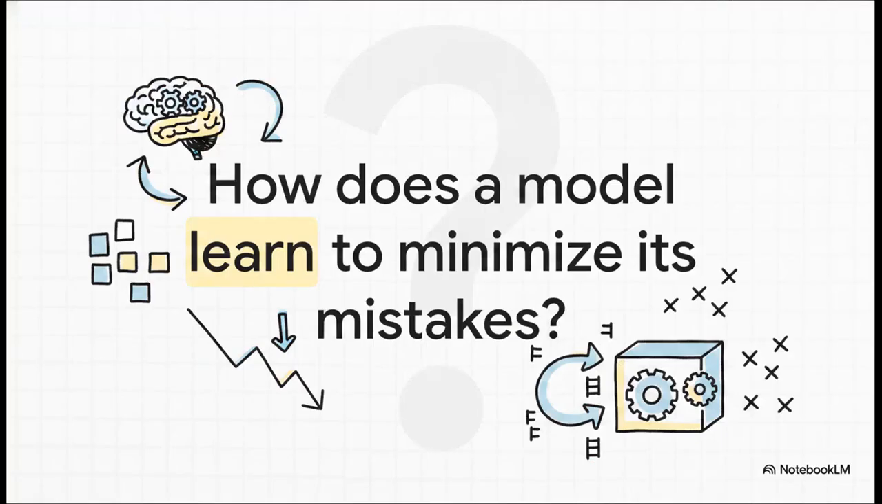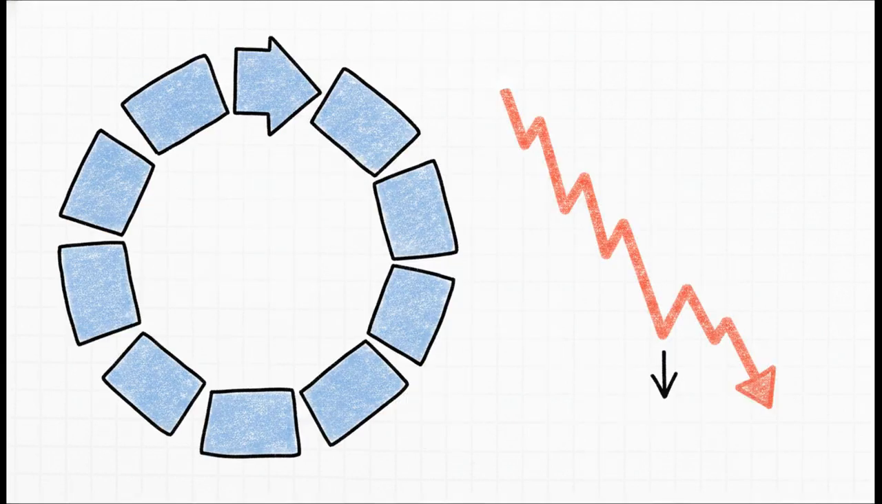Which brings us to the million-dollar question. We know a model takes inputs and spits out predictions, but how does it actually learn from its errors over time? How does it literally get smarter? Well, it does this through cycles. The model goes through multiple epochs, which are basically full training passes over your entire data set, and those are usually broken down into smaller chunks called mini-batches.